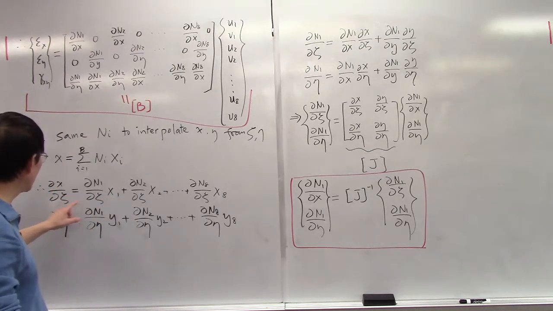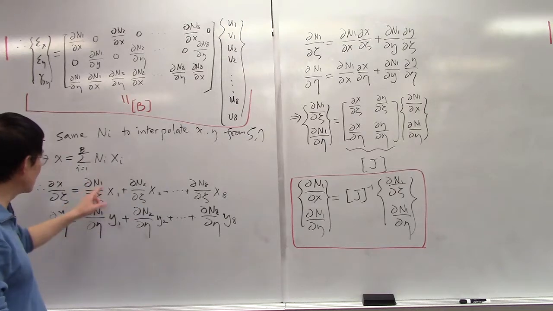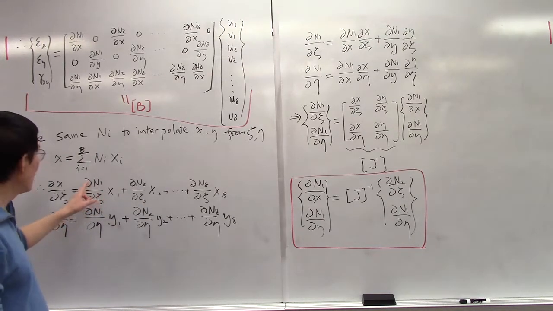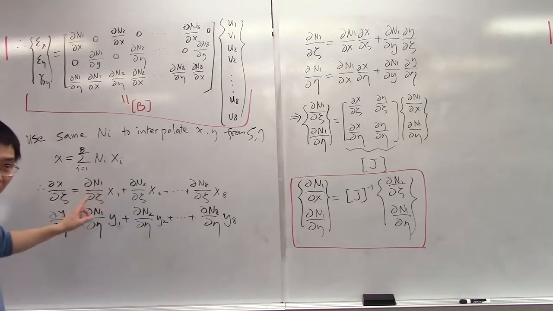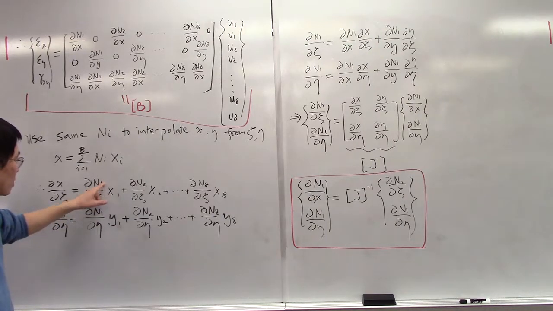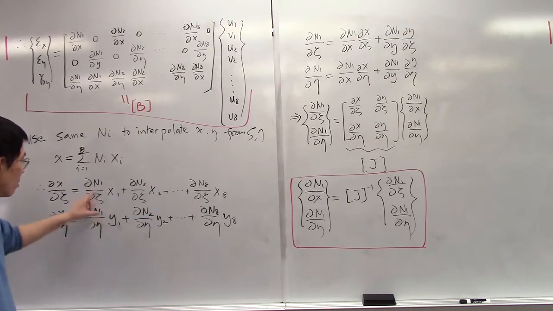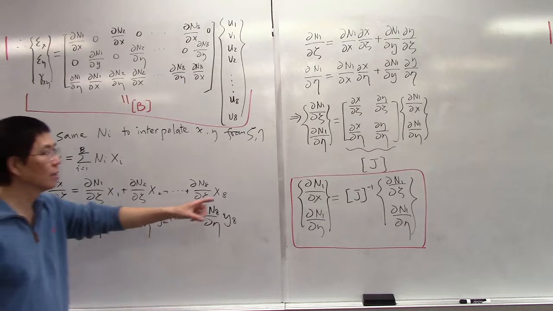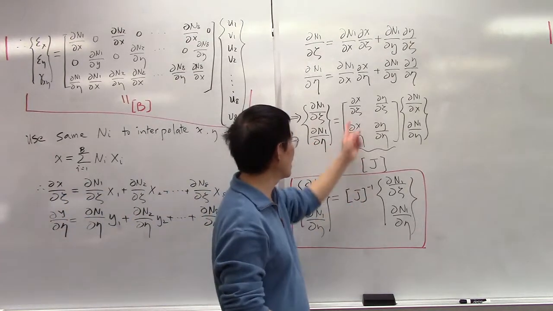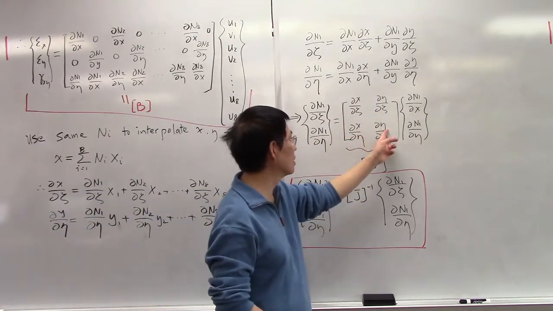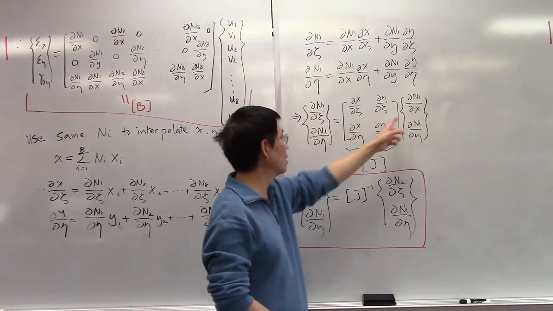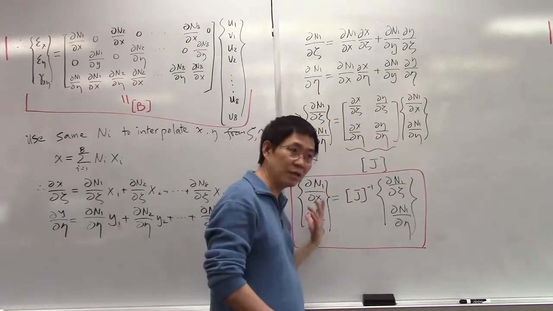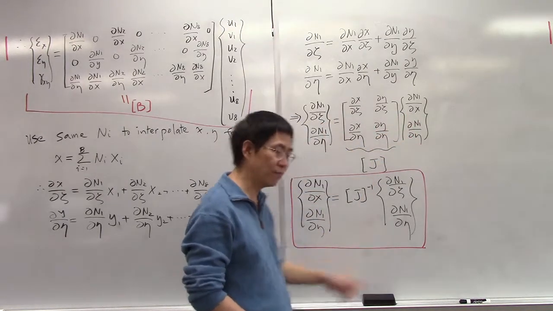Partial x, partial theta is this. And as you can see, all the derivatives here you can do explicitly because n is expressed as a function of theta and eta. So all these are doable, okay? So when you express that, everything here can be done. Here can also be done. This is what we want, so we invert it.